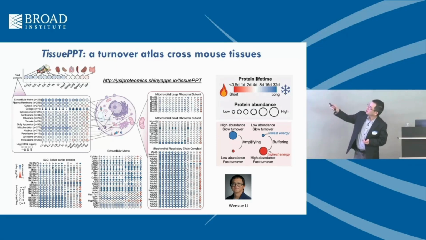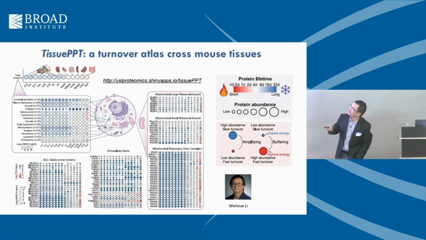Basically here, each node denotes a protein, and we use the size of the node to denote the abundance of the protein, while the color of the node from red to blue denotes the short-lived or the long-lived protein. Then we can do this type of visualization for different proteins, for different organelles, or for different tissues, so that we can really navigate and understand better how protein turnover and abundance are and their relationship across these tissues.